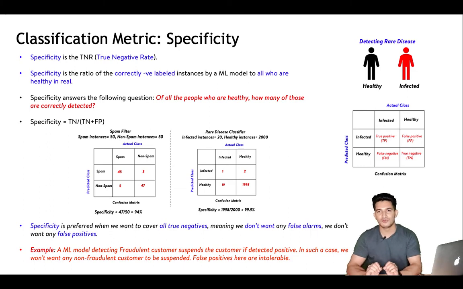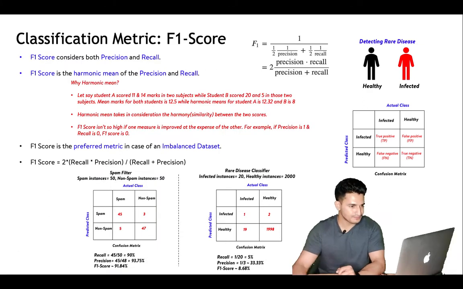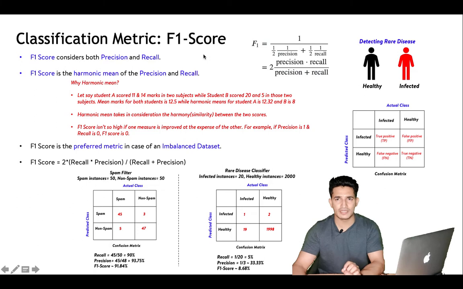So with that, we have looked at accuracy, precision, recall, and specificity. Now we will look at F1 score. This is the most popular metric for imbalanced classification problems. F1 score considers both precision and recall. It combines the good of both the precision and recall metrics.